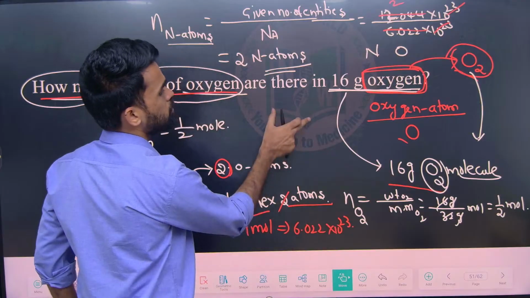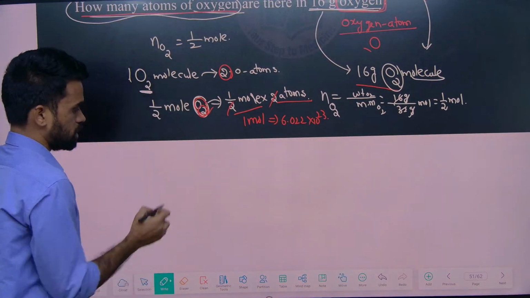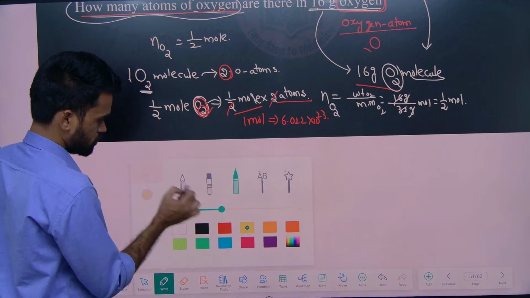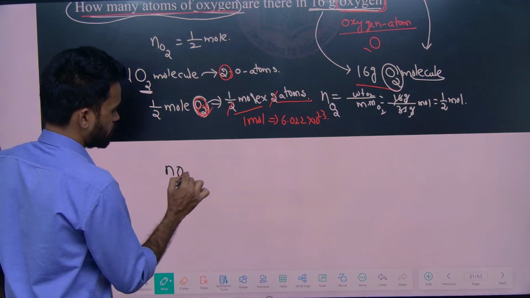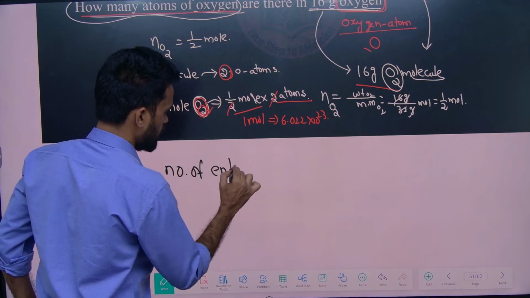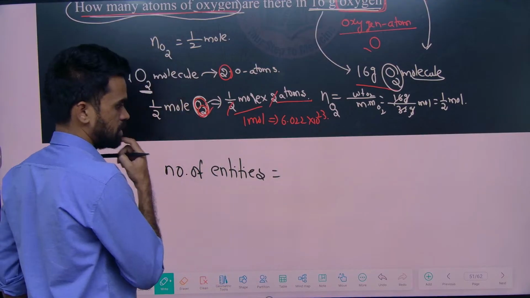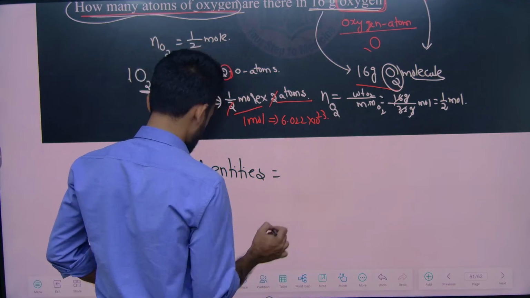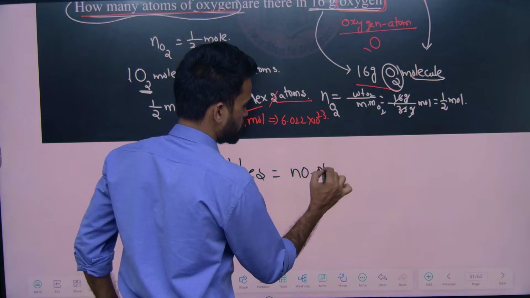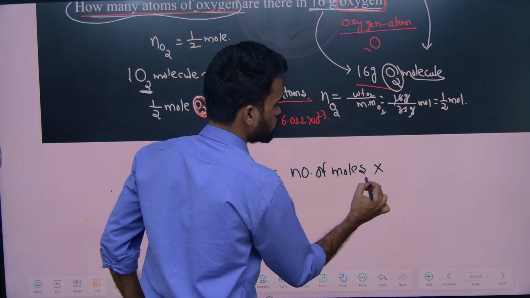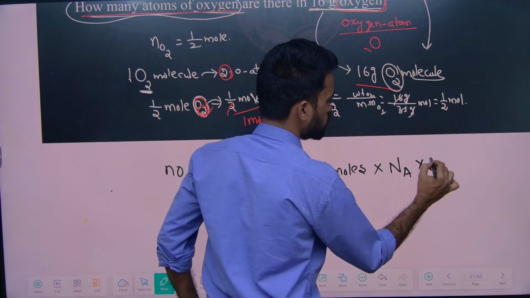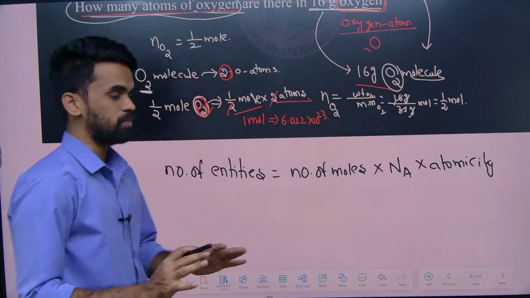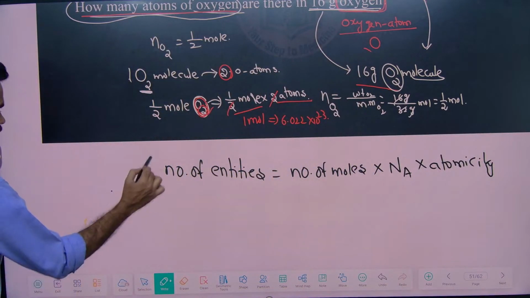In a simple way, I will tell you one generalized formula now. See, number of entities can be calculated like this. Given weight of substance, from where is this coming? From number of moles. Take number of moles into Avogadro number into atomicity. So what does it mean by this atomicity? For example, I am saying something like this.